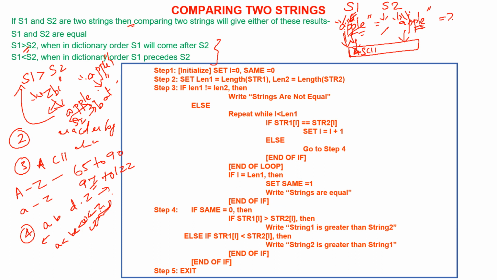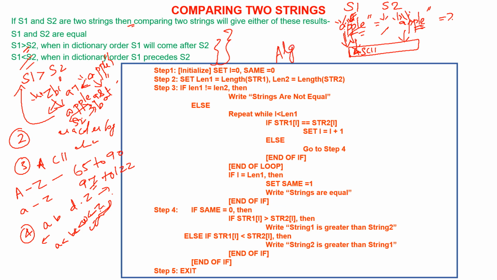B value will be equal to 98, right? So 97 and B value will be equal to 98. So 97 is always less than 98. I hope you are able to understand this meaning. Okay, so these three conditions have to be checked. So let us start the algorithm.